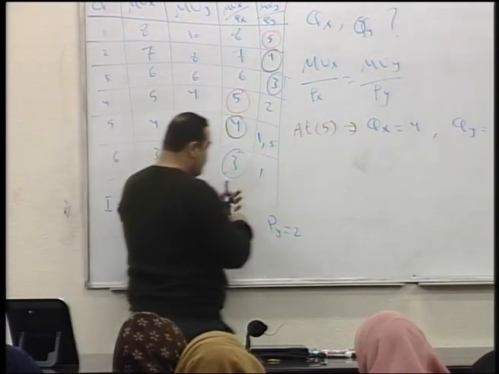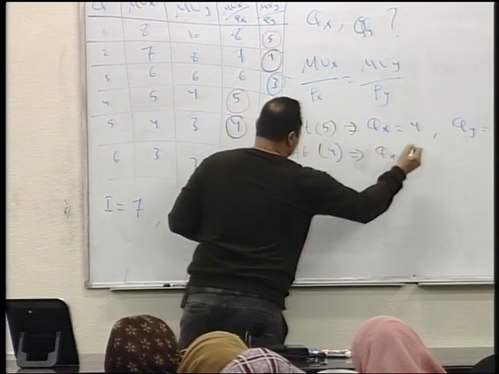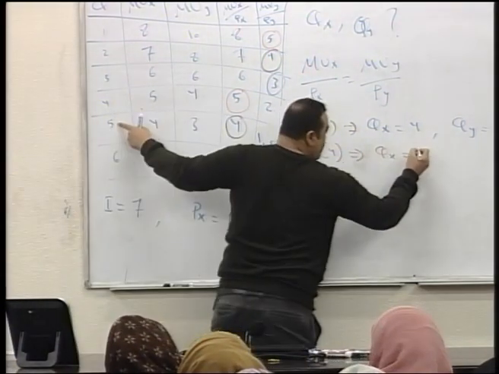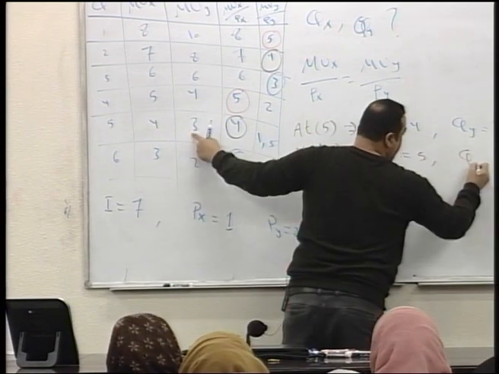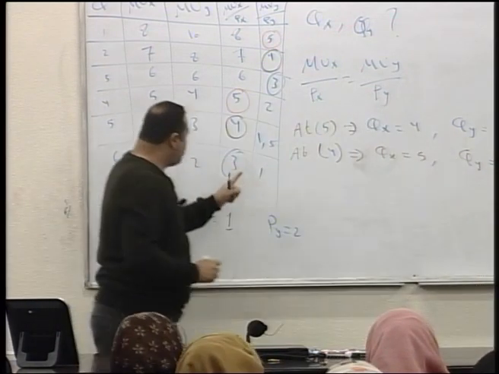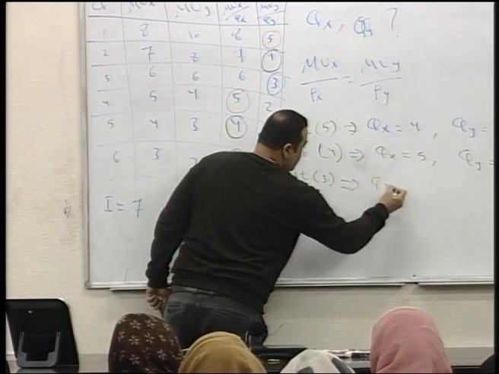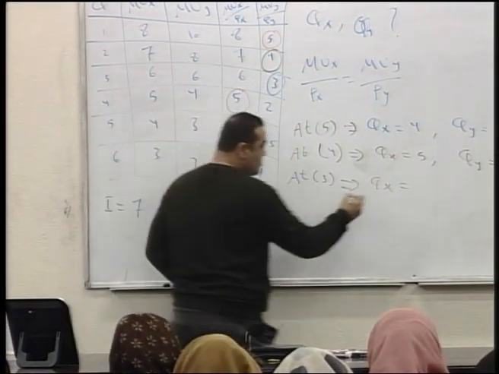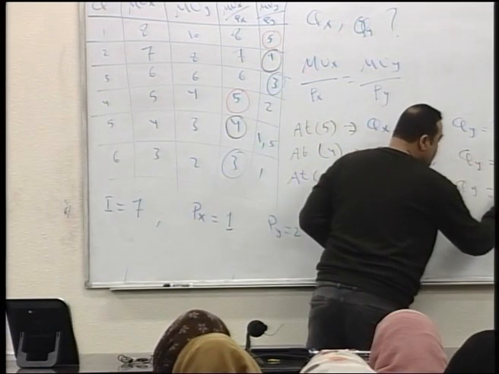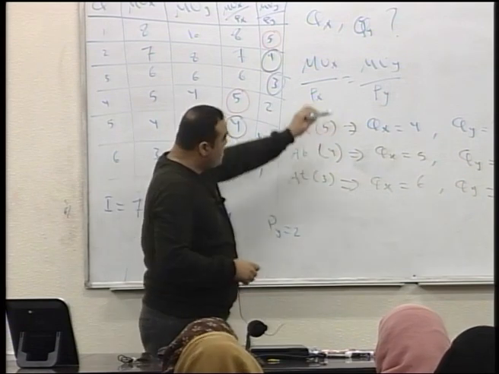At 4, QX equals how much? 5, and QY at 4 here equals 2. At 3, QX equals how much? 6. And QY equals how much? At 3 here equals 3. So the first condition is met in three cases.